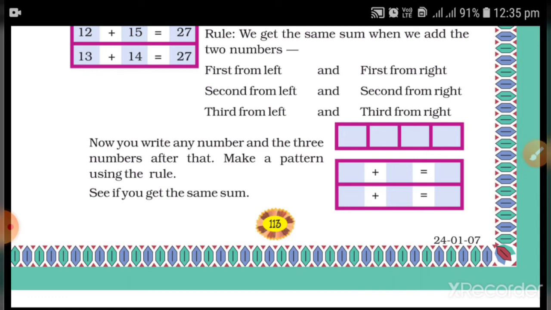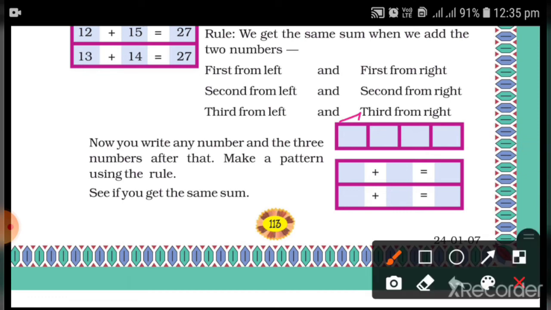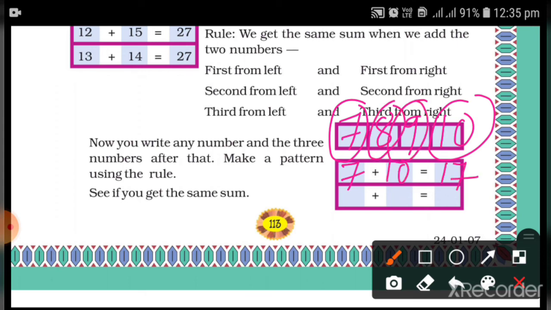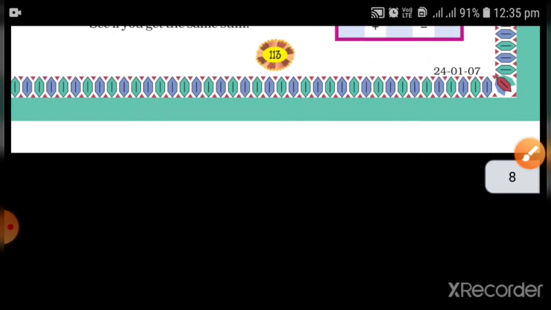I will take four numbers inside it, 7, 8, 9 and 10. From left side to right side, 7 plus 10, answer will be 17. 8 plus 9, answer will be 17. You have to fill up in your textbook.